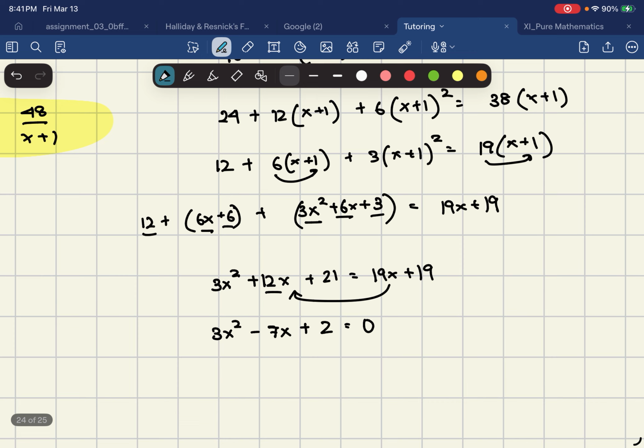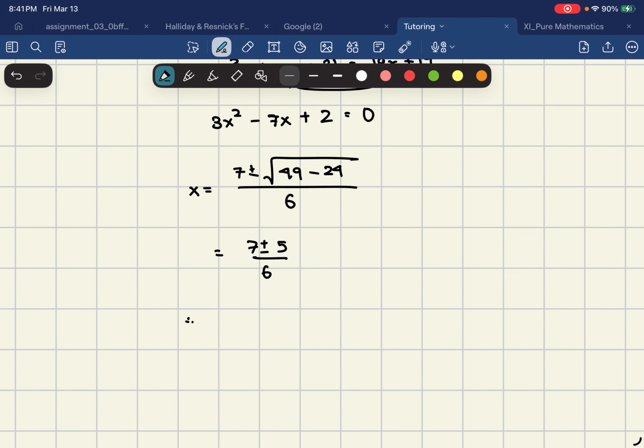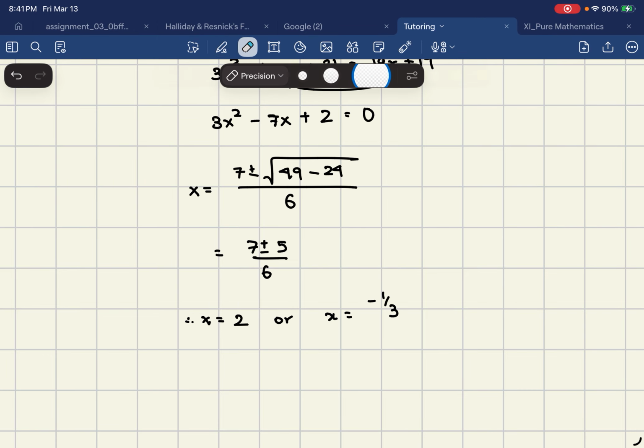All right, let me check. 18 plus 3, 21 minus 19 should be 2. All right, this should be the correct equation. And we can use the quadratic formula to solve this. It's going to be 7 plus or minus the square root of 49 minus 4ac. 4 times 3 is 12 times 2 is 24. Over 2 times 3 is 6. 7 plus or minus 5 divided by 6. So therefore, x is 2 or x is negative 1 by 3. So that should be your answer when you simplify.